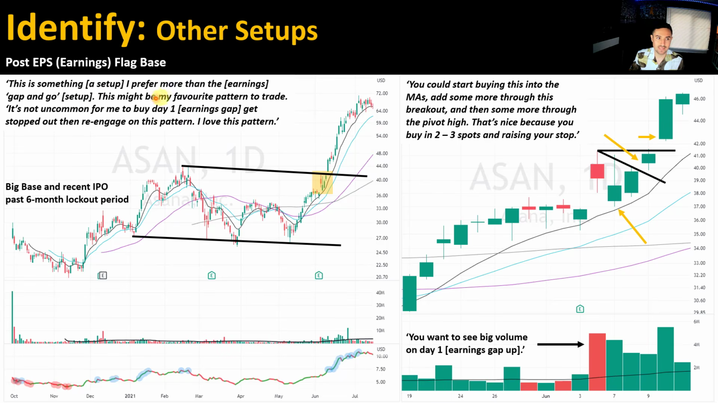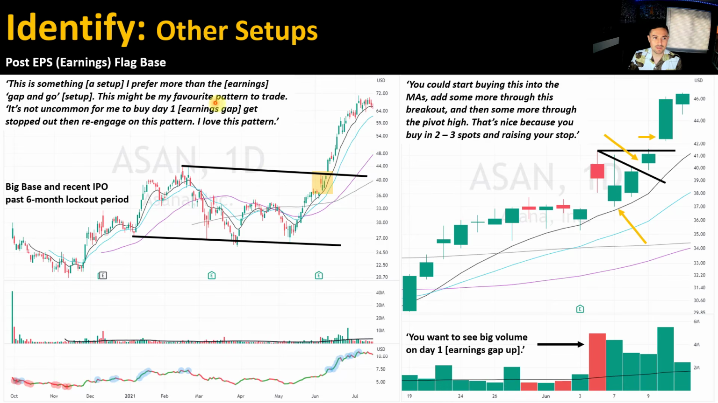So this is a setup I prefer more than the earnings gap and go. Oliver would rather trade this than just buying it on the earnings. He does do the buyable gap up, which is a William O'Neil disciples point in their book, Dr. K and Gil Morales, if you want to go and read about that. Because Oliver said he prefers the post earnings flag base, I haven't spoken about the buyable gap up. I'm going to talk about this setup instead, but he does play the earnings gap ups as well. But because he said he prefers this, I would talk about this setup more so than just a buyable gap up on the earnings.